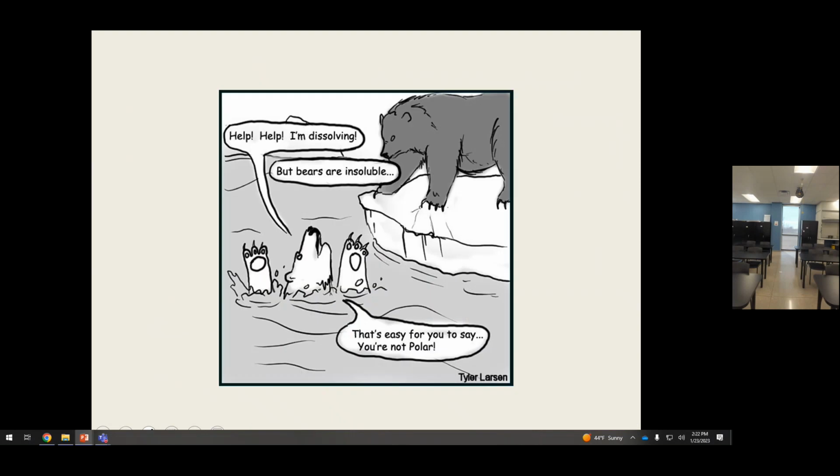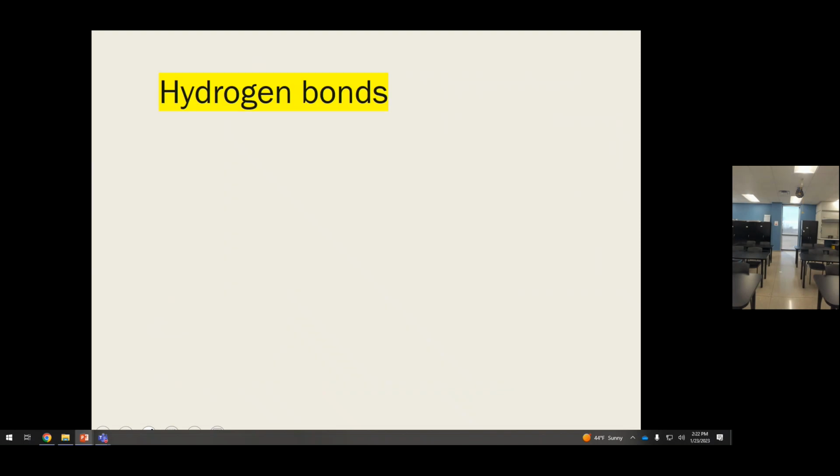This is a cartoon with a bear that says, "Help, help, I'm dissolving." The other bear says, "But bears are insoluble." And the first bear says, "That's easy for you to say, you're not polar."